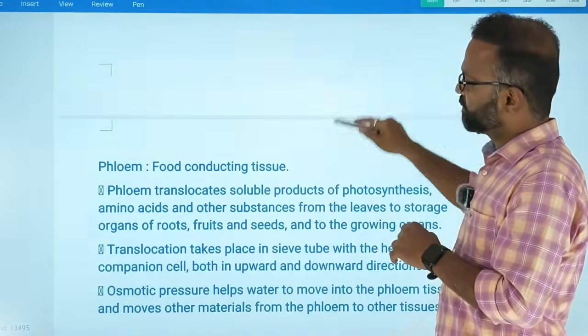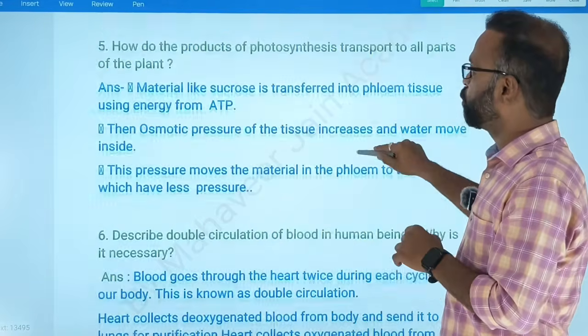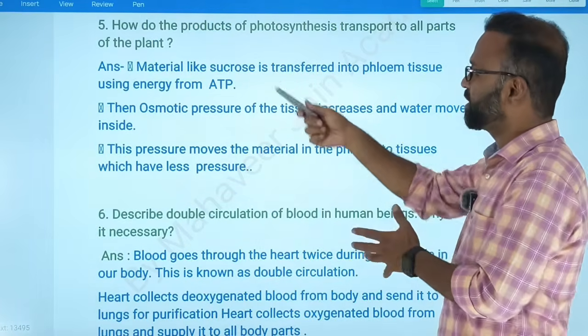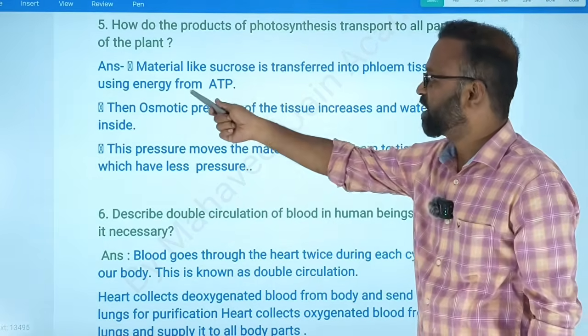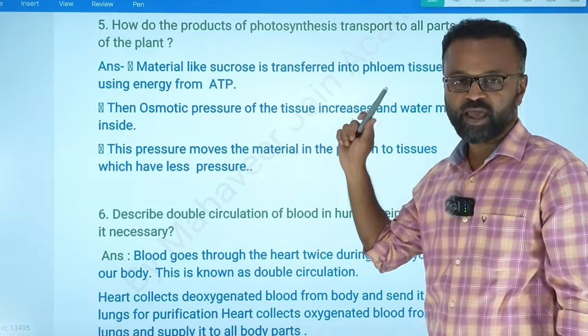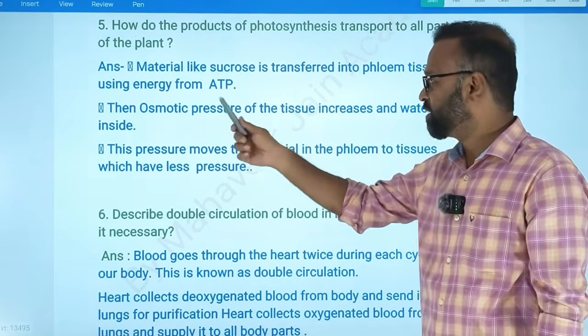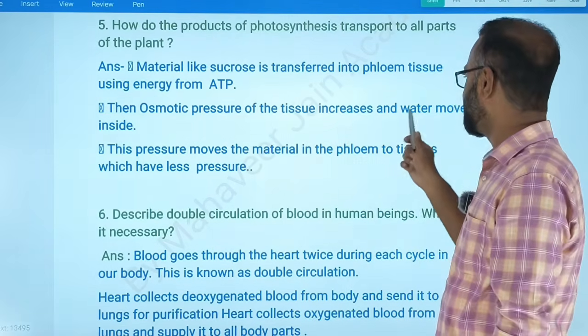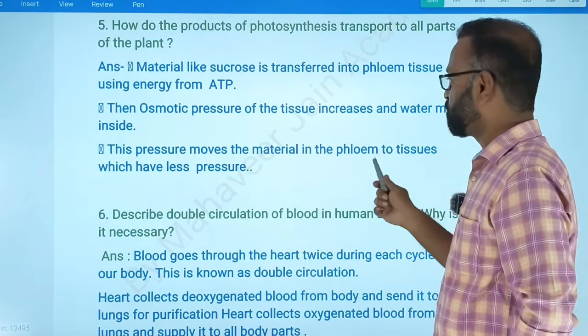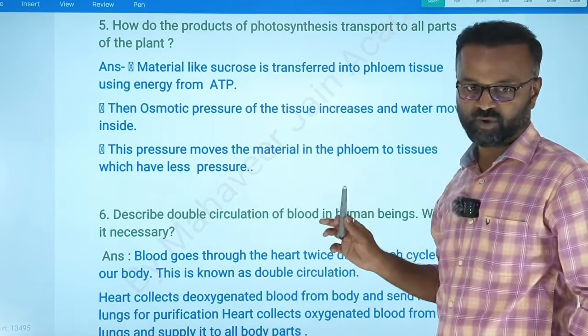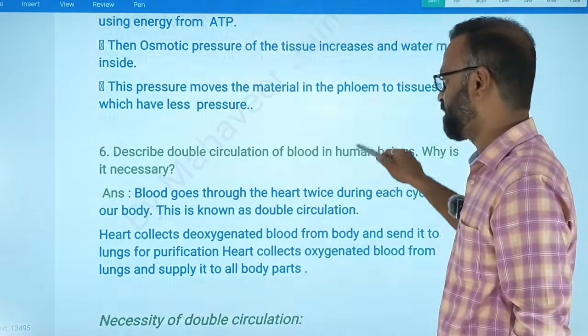Fifth one. How do the products of photosynthesis transport to all the parts? Just now I told, no? Materials like sucrose are transferred into the phloem tissue by using the energy from the ATP, that is called active absorption. Then the osmotic pressure of the tissue increases as the water moves inside. The pressure moves the material in the phloem to the tissues which have less pressure. Very simple, just now explained, same concept is there.